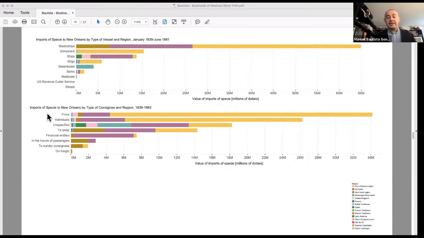The imports of specie by type of consignee, after I assembled the lists of consignees and I classified it, I had an idea of how many of these specie imports were consigned to firms, how many to individuals, and then some other categories to account for the unidentified consignees. Most of the specie in this period is being brought in to the firms, but firms at this period are mostly partnerships. So then it becomes imperative to look at who these individuals behind these partnerships are.